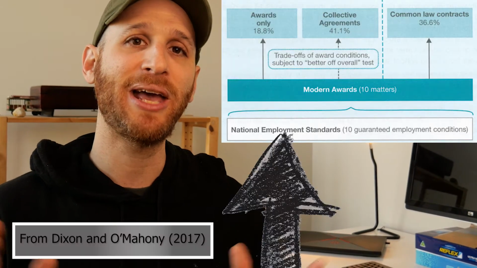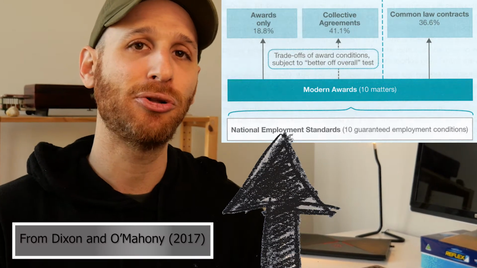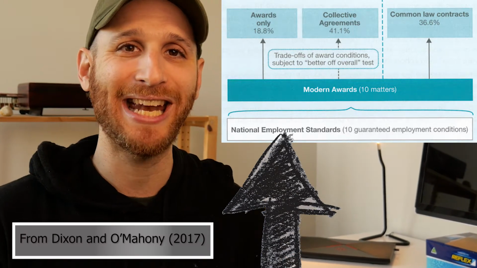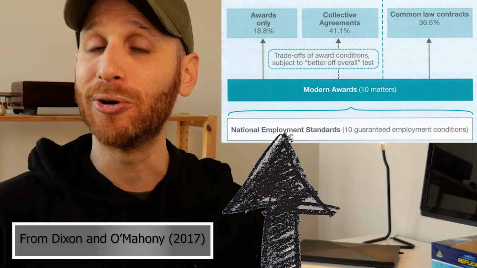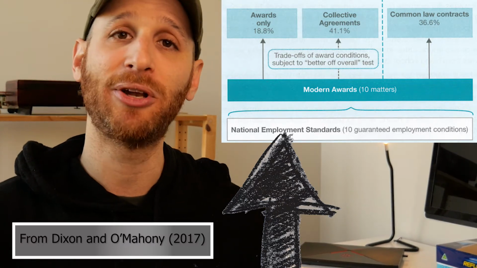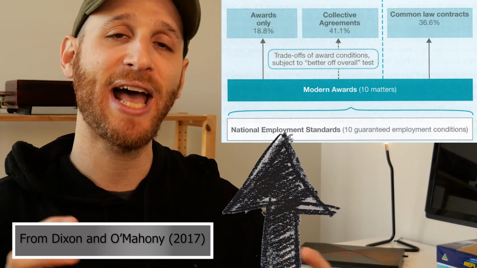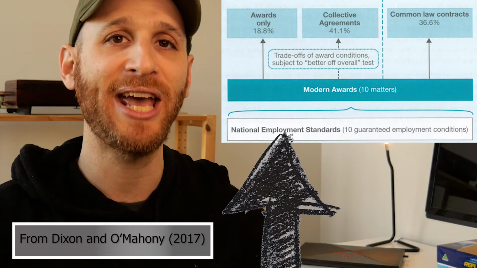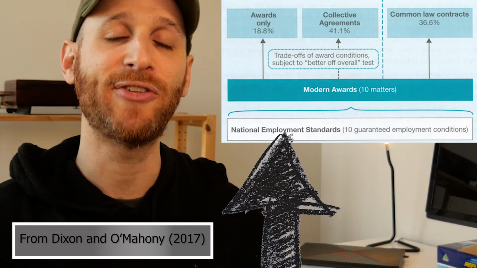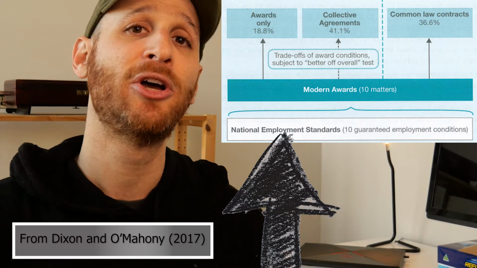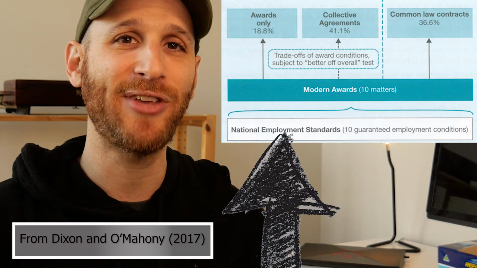Okay, so the final part here is that when we talk about awards, collective enterprise agreements, and individual contracts, all of these have to meet 10 national employment standards, the NES. So whether you are on an award, enterprise collective agreement, or an individual contract, it has to fulfill these 10 national employment standards. Now, I will include a link below to the NES and those 10 standards.